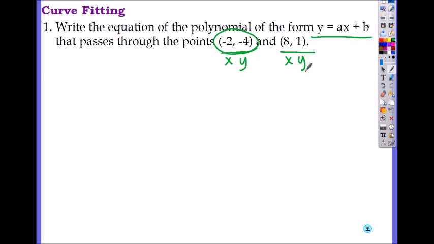So the first one, when you plug it in, -2 for x, -4 for y, you get -4 equals a times x, -2, which is -2a plus b. Okay? What if you plug in 8 and 1? So 1 is your y, 1 equals a times x, which is 8, 8a plus b. And what are we doing again? We have to find a and b and plug it back into y equals ax plus b. So can we find a and b?